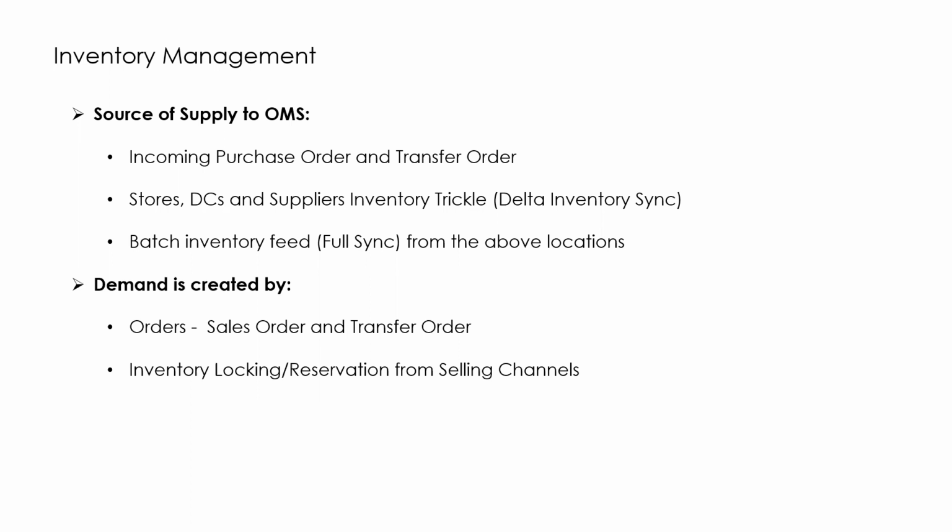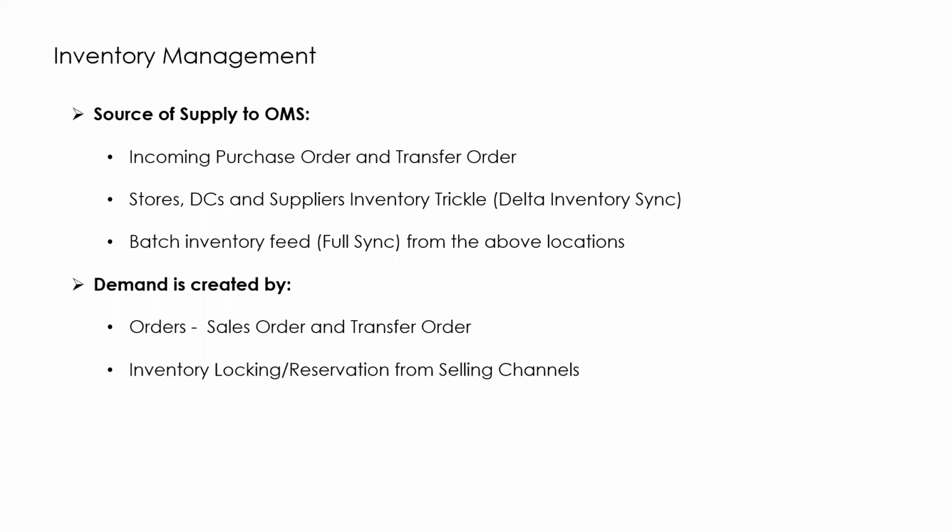So sale order, you get customer orders, so there is demand created. So there is a hold on that inventory. Or it could be because of a transfer order, right? One store had this much inventory and they want to transfer it to some other store. Or it could be a transfer between a DC to store, DC to DC, right? So this all creates demand for that item.